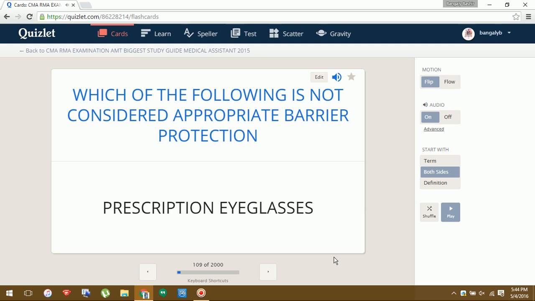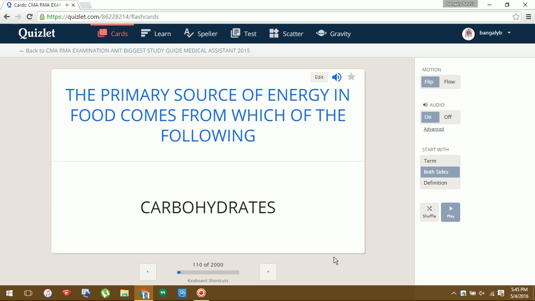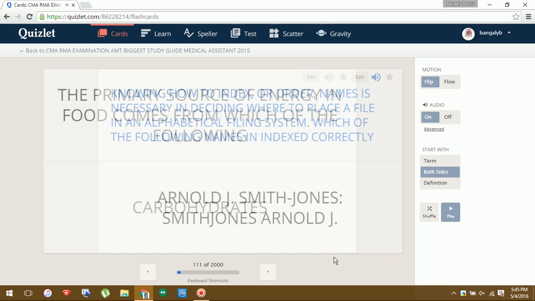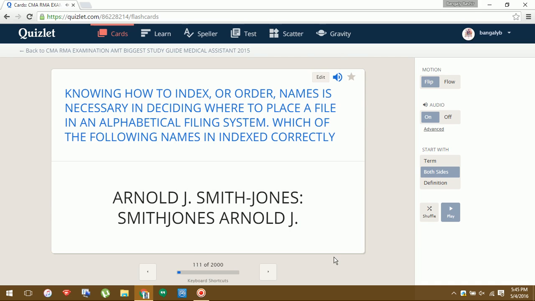Which of the following is not considered appropriate barrier protection? Prescription eyeglasses. The primary source of energy in food comes from which of the following? Carbohydrates. Knowing how to index or order names is necessary in deciding where to place a file in an alphabetical filing system. Which of the following names an index correctly? Arnold J. Smith-Jones, Smith-Jones Arnold J.